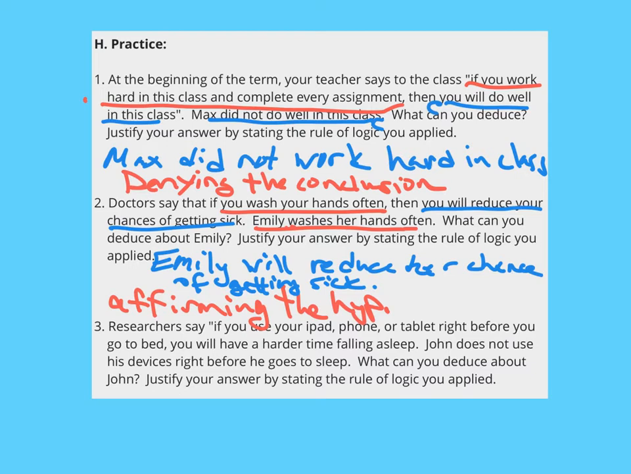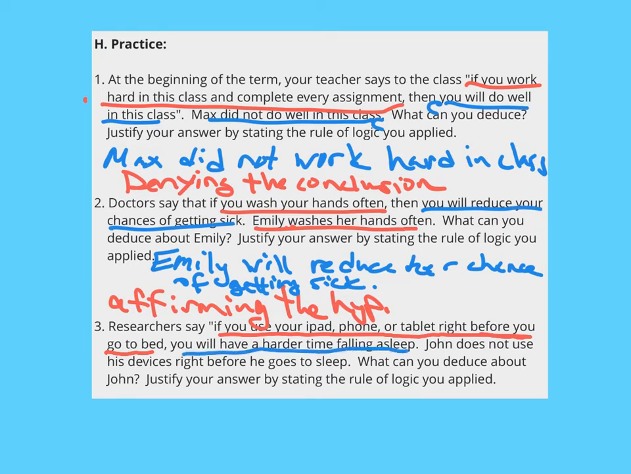All right, so then if we take a look at 3 here, in number 3 it says, researchers say if you use your iPad, phone, or tablet right before you go to bed, you will have a harder time falling asleep. John does not use his device right before he goes to bed. What can you deduce about John? So we can see that the hypothesis here is if you use your iPad, tablet, phone right before you go to bed, that's our hypothesis. The conclusion is having the harder time going to sleep, so you'll have a harder time falling asleep.